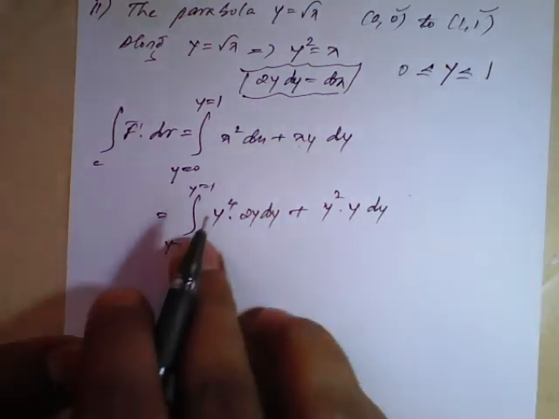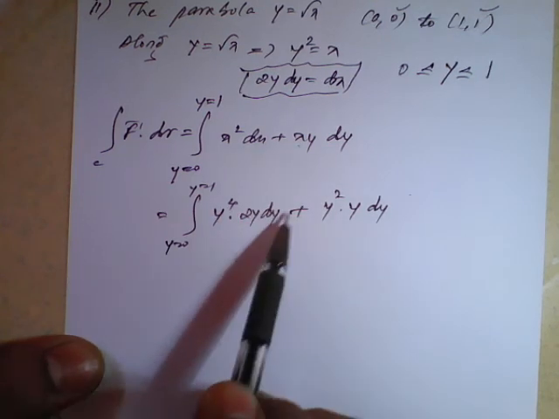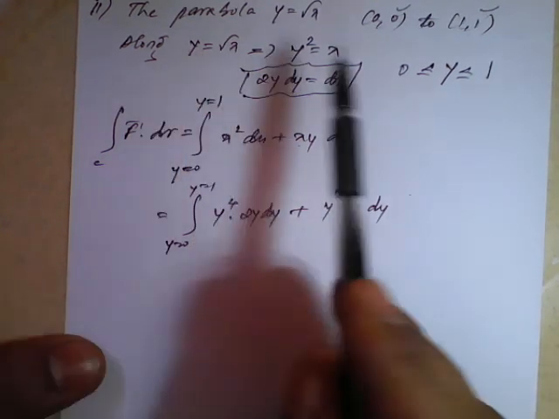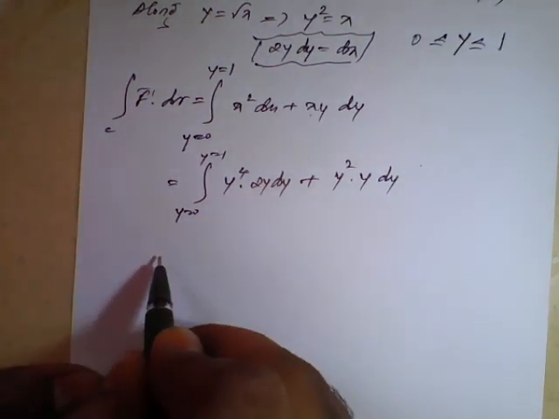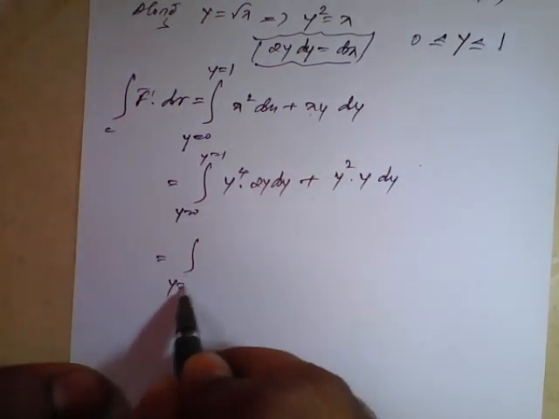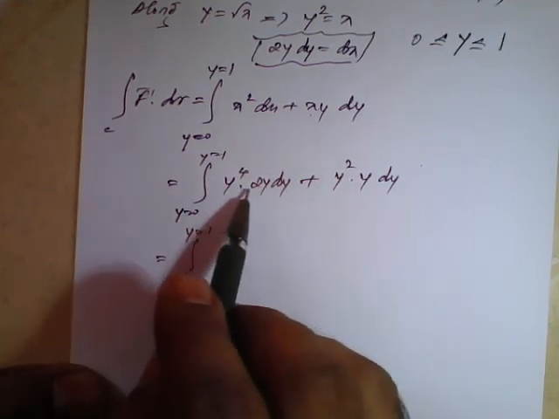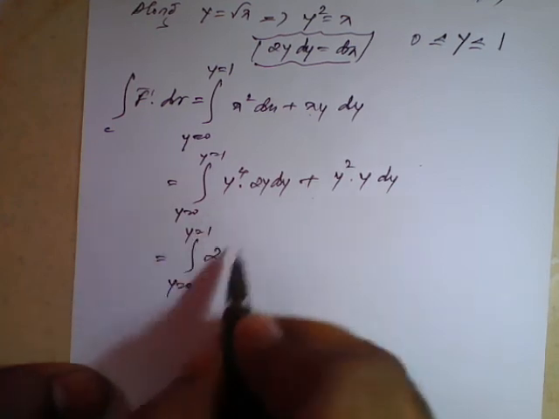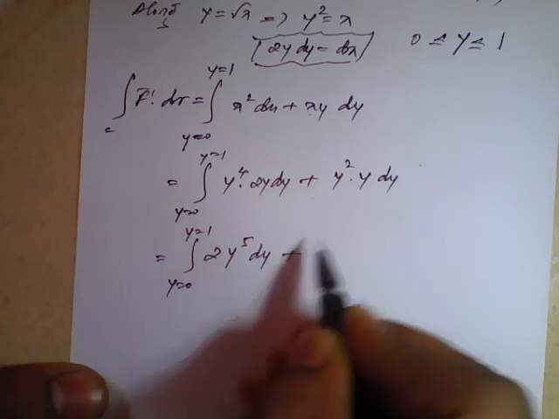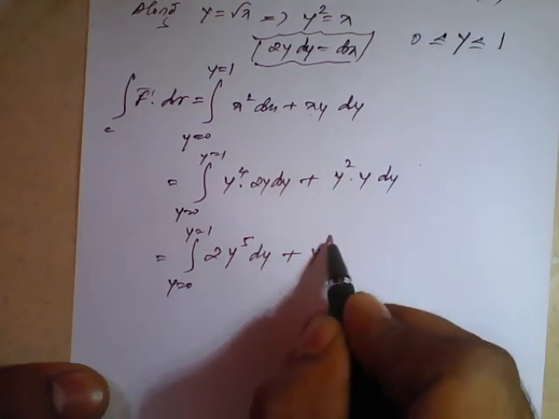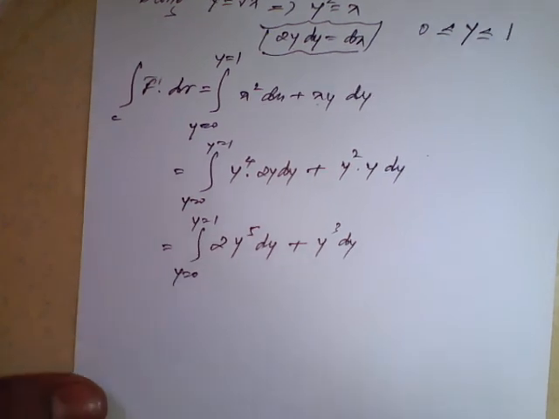All values are converted in terms of y, or else you can simplify in terms of x also. The result will come the same. I just showed you how to convert in terms of y or x for the example in a different way. So y is equal to 0 to y is equal to 1. You arrange it: this will become 2 times y raised to 4 into y, which is y raised to 5, into dy, plus y square into y, which is y cube, into dy.